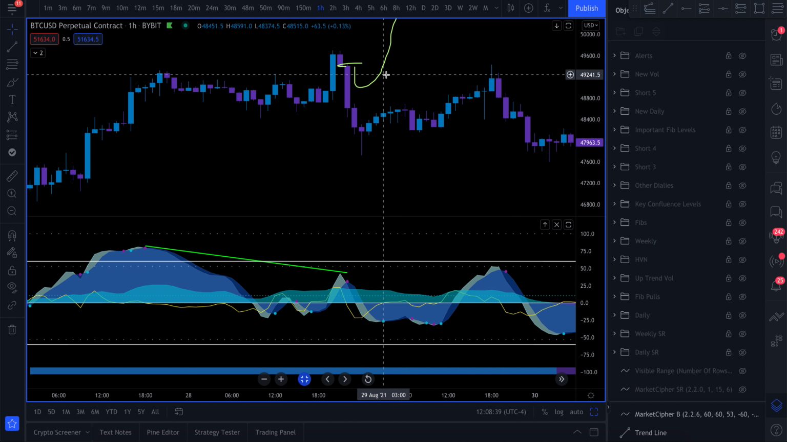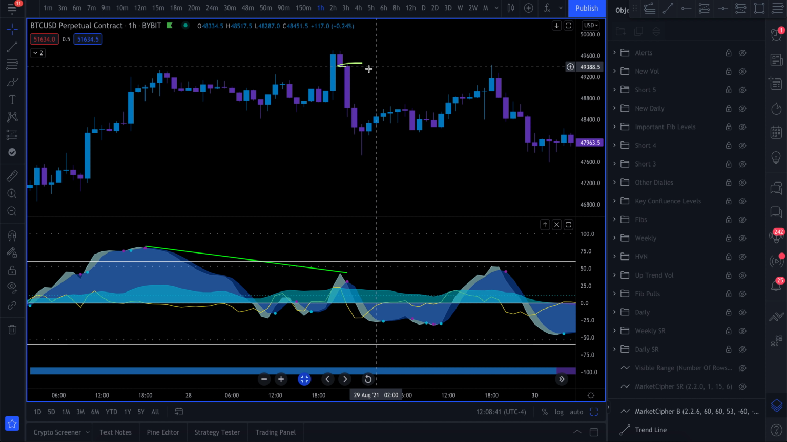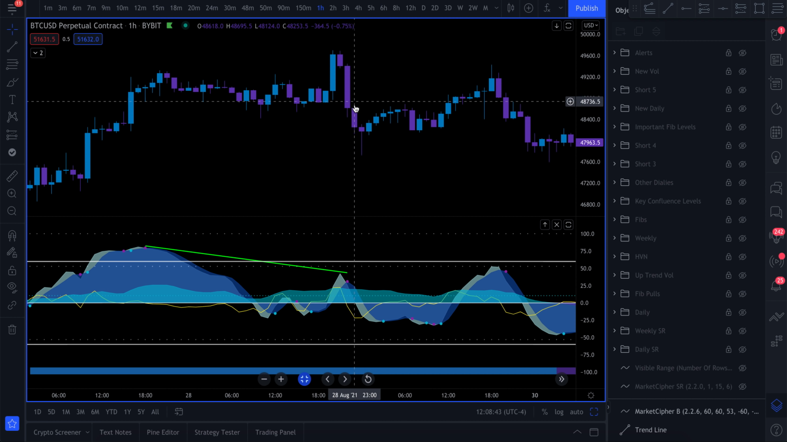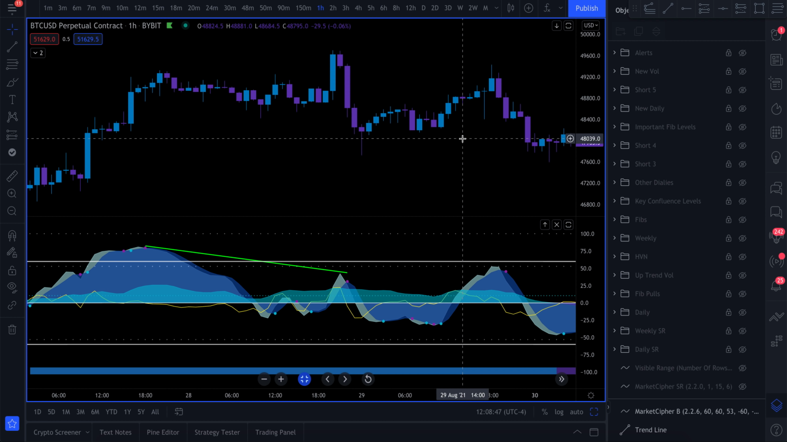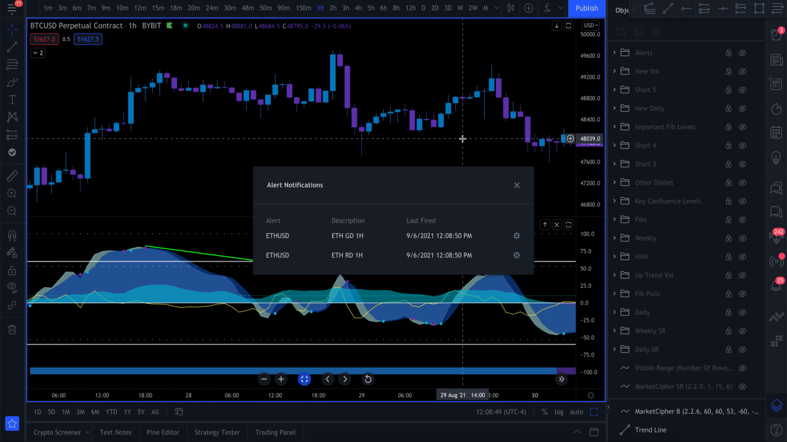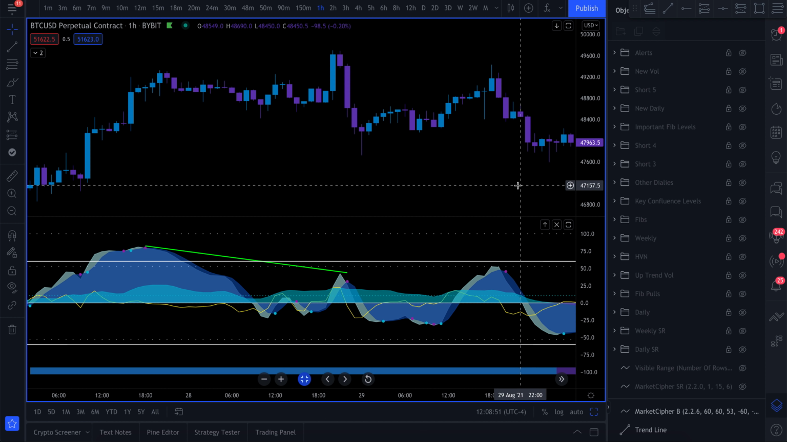So people get confused. They're like, do I wait for the dot? Do I not wait for the dot? If I wait for the dot, I won't get as good of a move. If I don't wait for the dot, I might get stopped out and lose money. Here is the perfect solution, guys. We are going to be looking at the money flow.